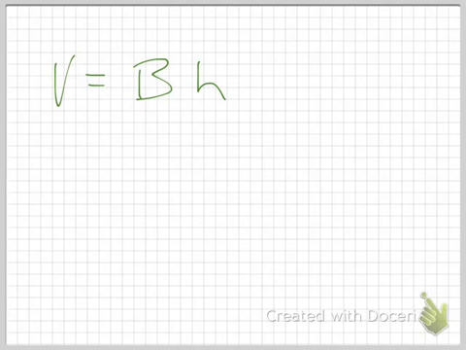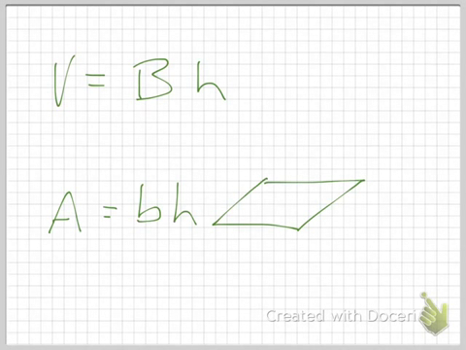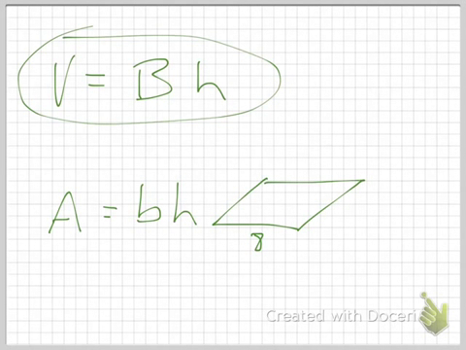Do you remember what the area of a parallelogram is? It's base times height, but it's a small b. The area of a parallelogram is small b times small h. Small b means it's just the base of the two-dimensional object, the base of this right here. Does that make sense? That's why it's small b. So what is capital B? What do you think that means?